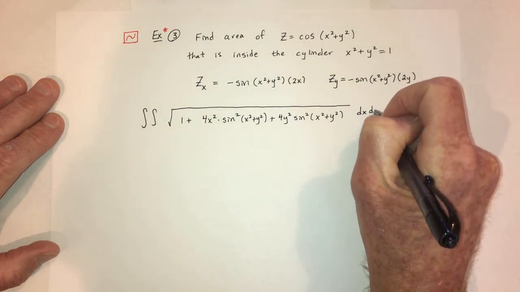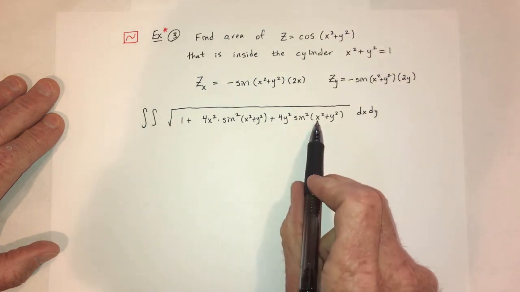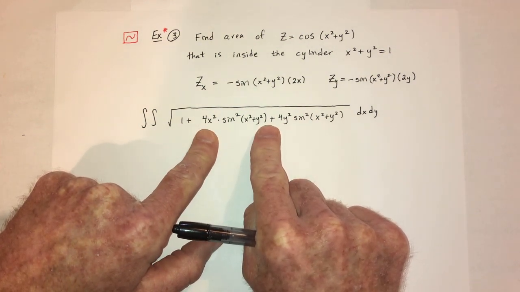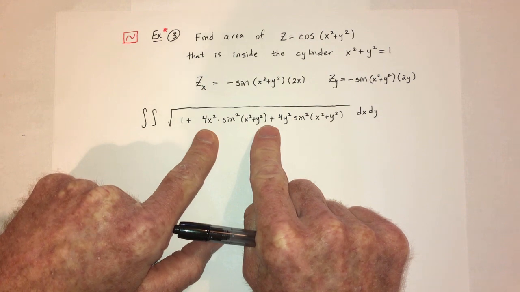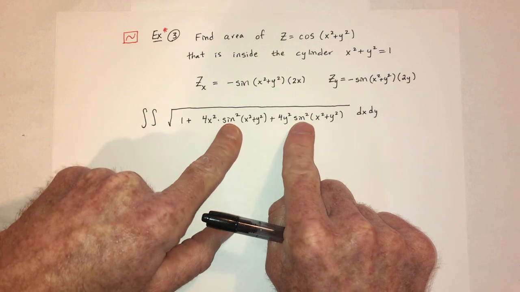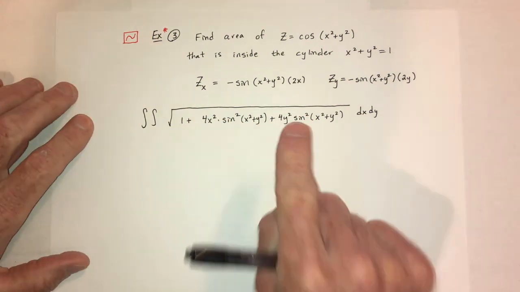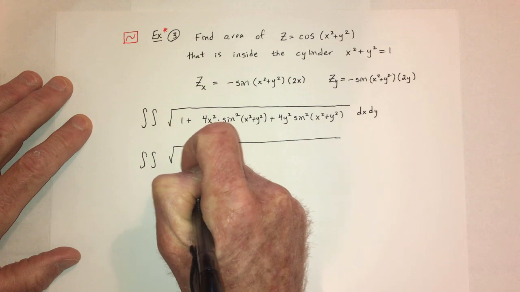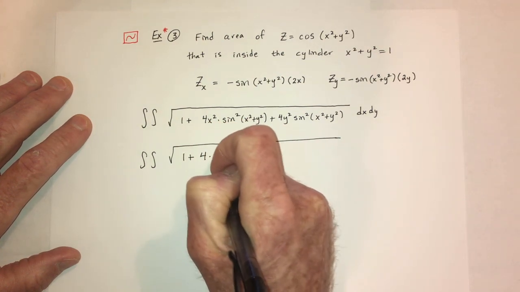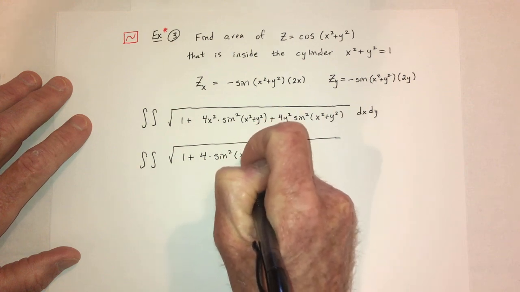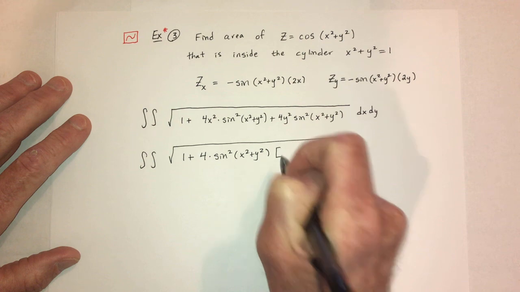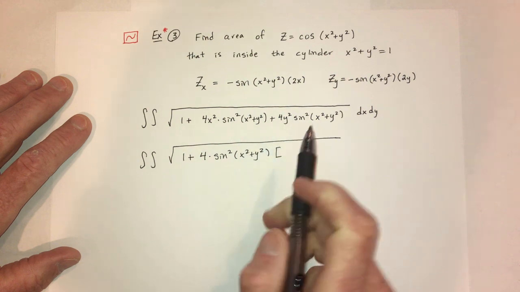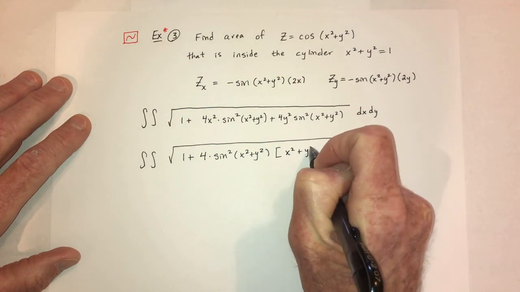And then dx dy or dy dx. So there's an x squared plus y squared right here. There's also an x squared and a y squared with a plus right there. So that's telling me we should probably change to polar. Well, one thing I could do first is factor it, because these two both have sine squared, and they both also have 4. So it's going to be 1 plus, so we could factor out the 4. We could also factor out the sine squared. And then what remains is x squared plus y squared.